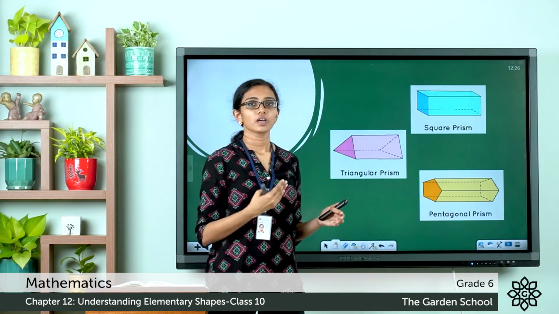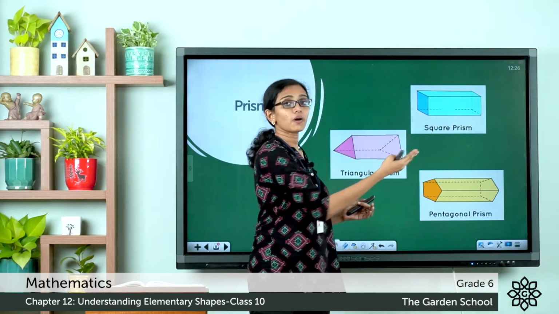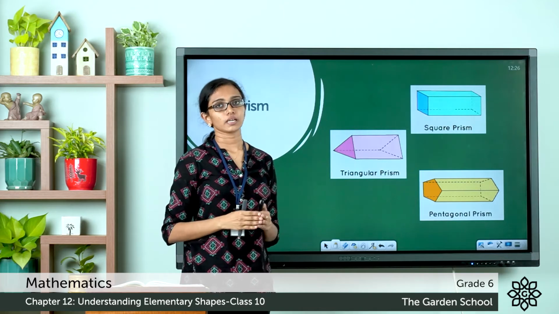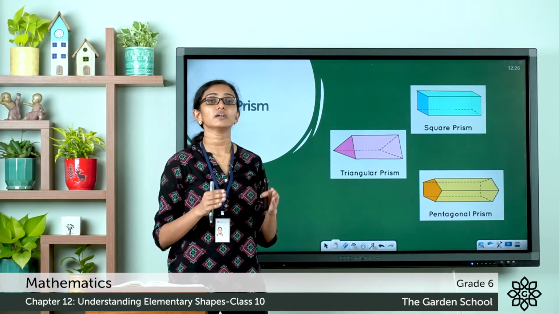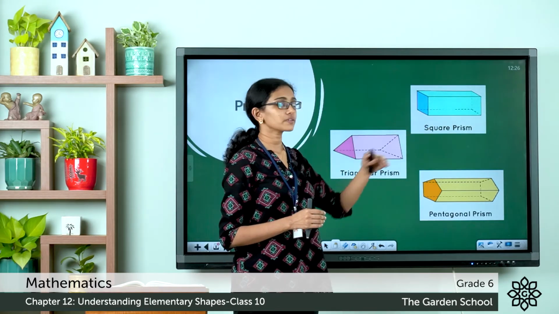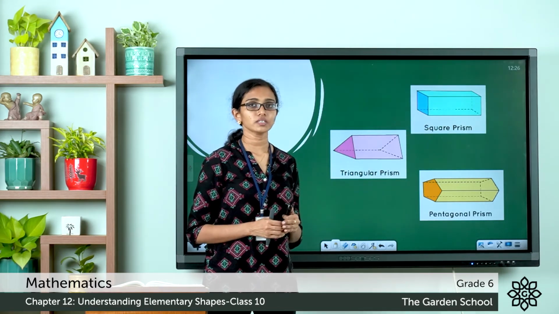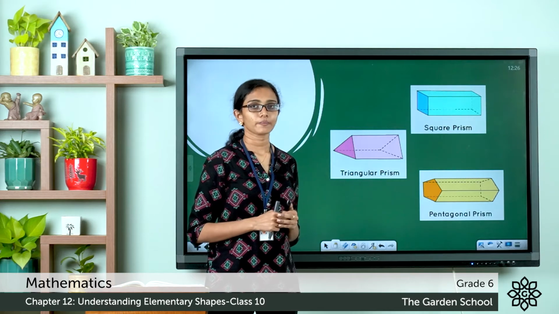What about the cross section? If you cut through the prism at any point, the cross section will look the same. In the case of a triangular prism, the cross section will have the shape of a triangle. Whereas in the case of a square prism, if you take the cross section, it will look square in shape.